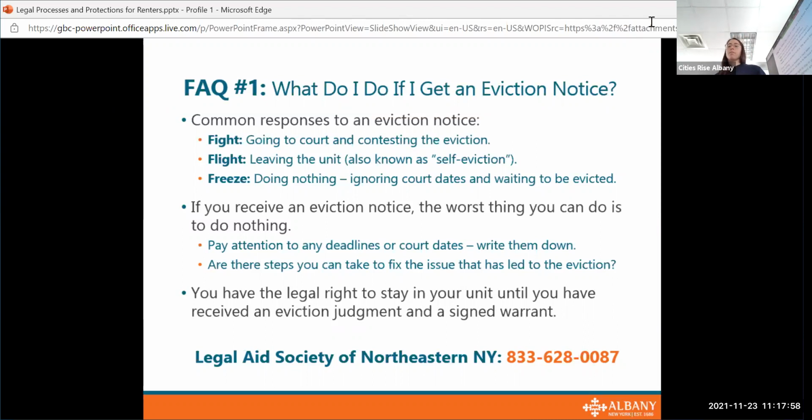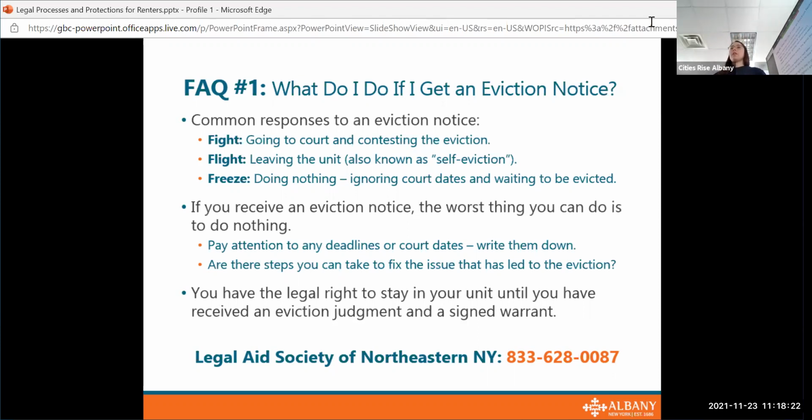And we always tell people that if you do get an eviction notice, the worst thing that you can do is to do nothing. So as you get papers or court notices, pay attention to any deadlines or court dates. You can write them down, put them on your calendar, or put them in your phone. And if there are any steps that you can take to fix the issue that's led to the eviction, then you can also see if there is perhaps something you can do to remedy the situation.